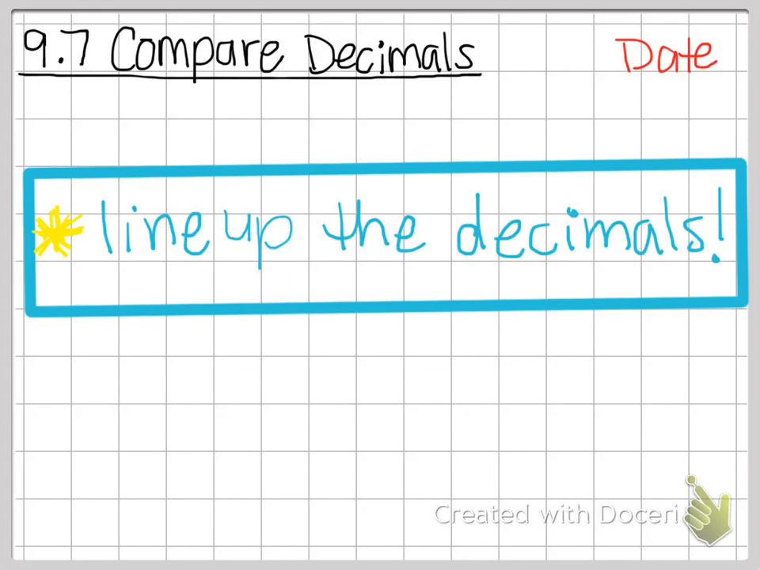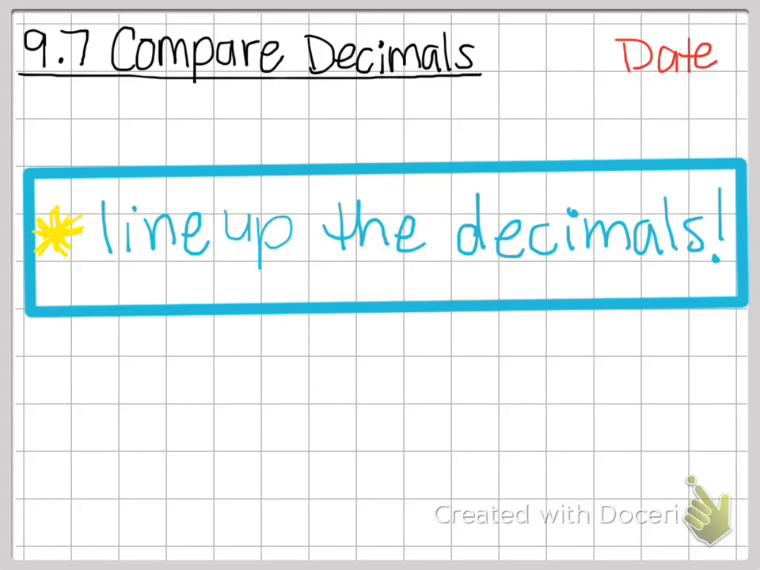The main idea and takeaway when you are comparing decimals, and kind of always and forever rule, is this: line up the decimals. You must line up the decimals when you're comparing them, when you're adding them, when you're subtracting them, because we need to have the place values matching the other place value in the other number.